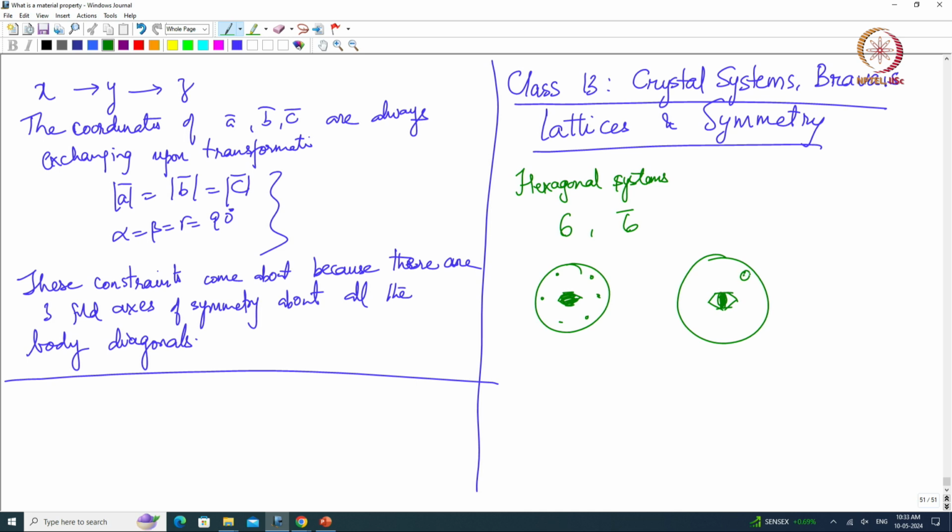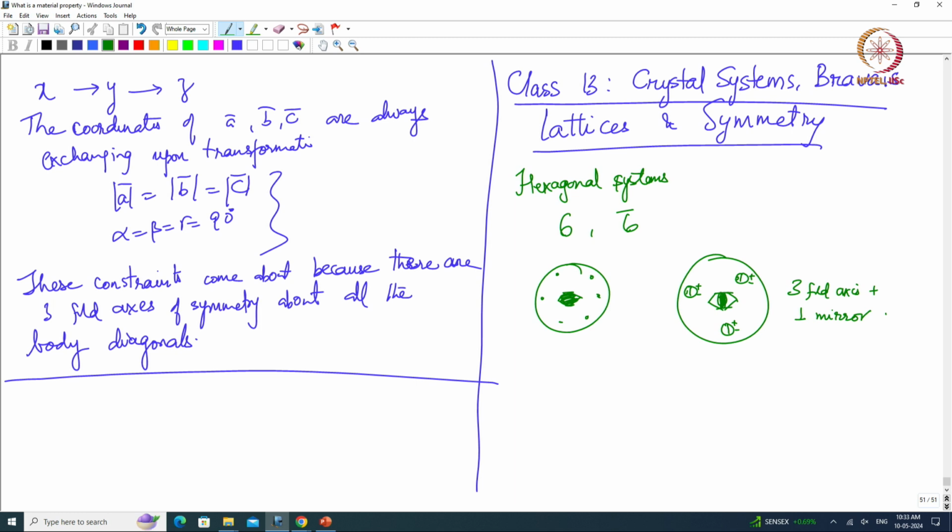I'll come to this notation later. But if I have plus and minus, plus and minus, plus and minus, this is equivalent to having a 3-fold axis of symmetry plus a perpendicular mirror to the 3-fold axis of symmetry. So that we are calling 6 bar. We are going to consider that as hexagonal system, but equivalently someone can just say that no, I would rather look at it as something which has a 3-fold axis of symmetry and a mirror symmetry, right.